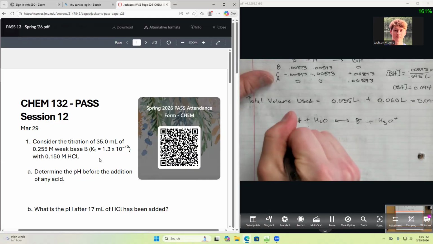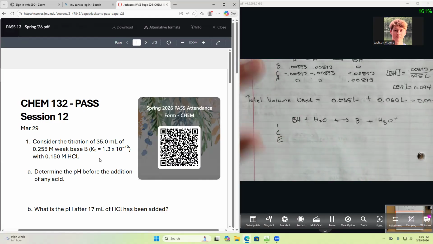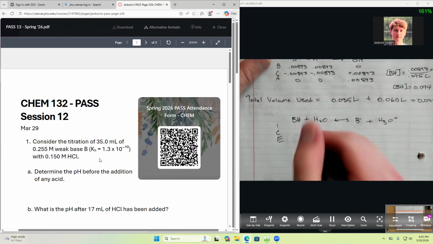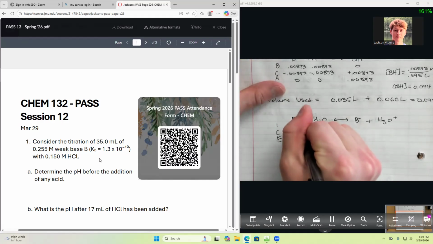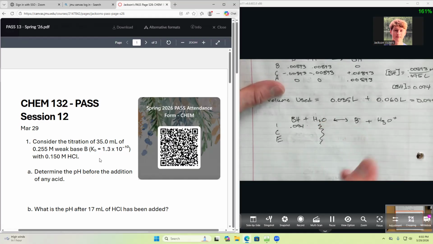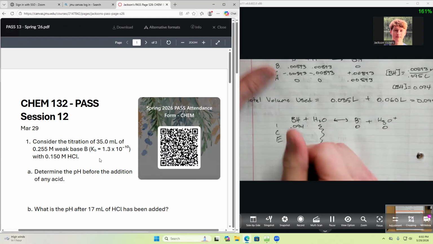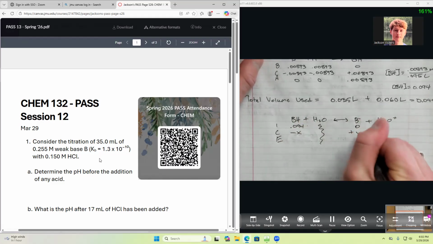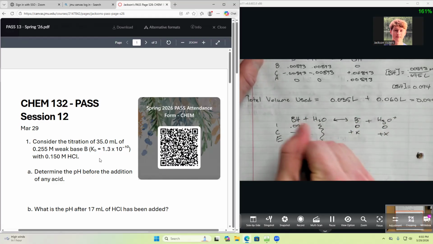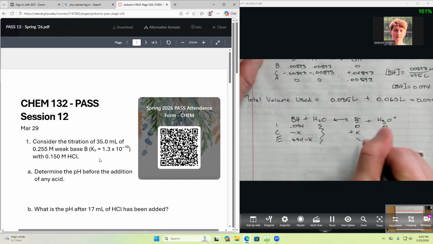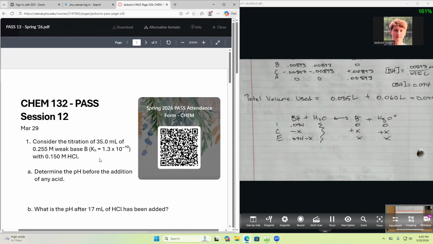And so now we're doing the ICE table. And we did the necessary step of going from moles to molarity because we need it to be in units of concentration. We have 0.094. Never care about water. Starting with basically nothing here and here. Minus x, plus x, plus x. 0.094 minus x, and x. And now we have a Kb value. Can we use this to find x?